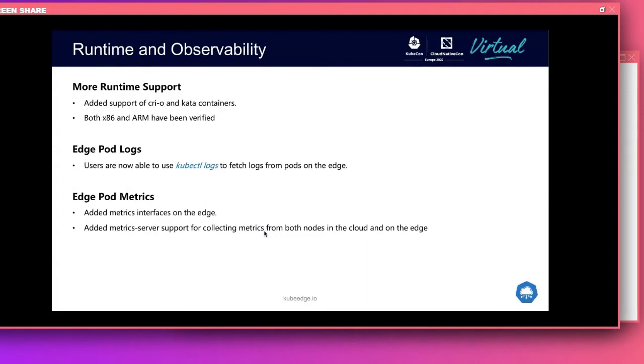And for observability, users are now able to use kubectl logs to collect all the logs from the pods on the edge node to the cloud, basically to where you run the command. And also for metrics, we support the Kubernetes metrics server for collecting both those in the cloud and those at the edge. So basically, the idea of KubeEdge is that we want to extend vanilla Kubernetes to make one cluster able to manage both cloud nodes and edge nodes.